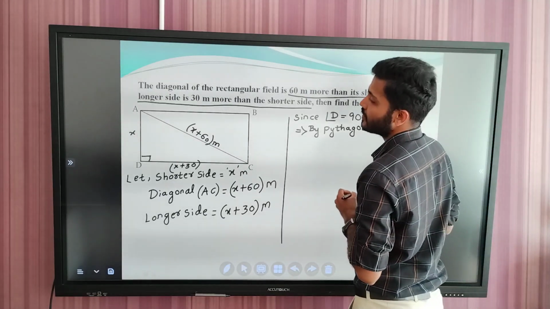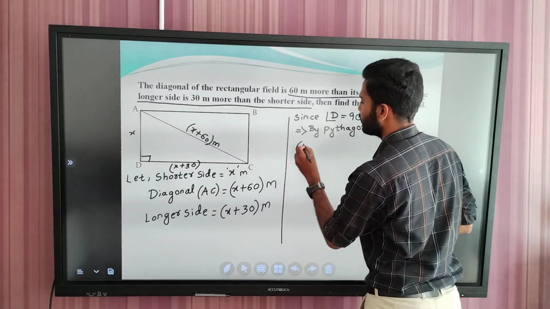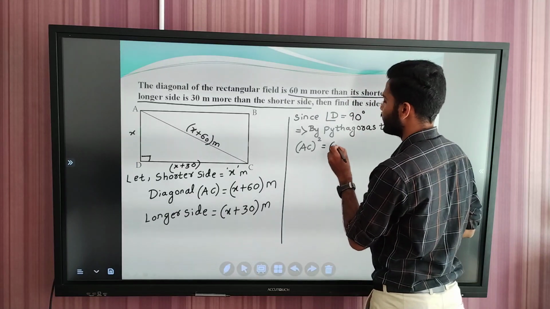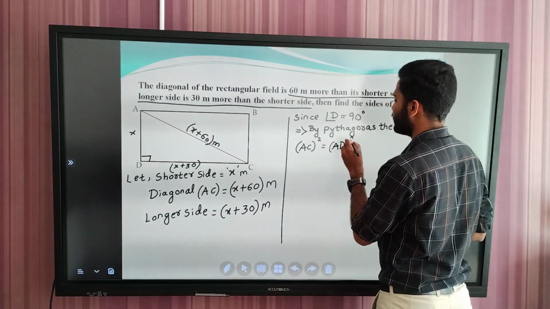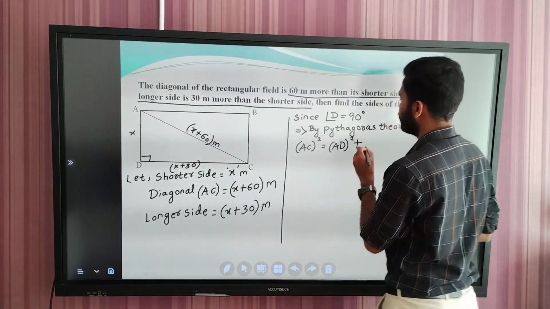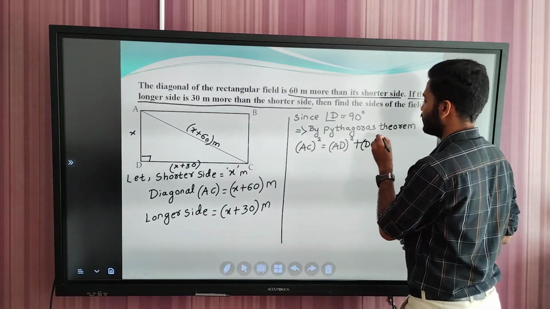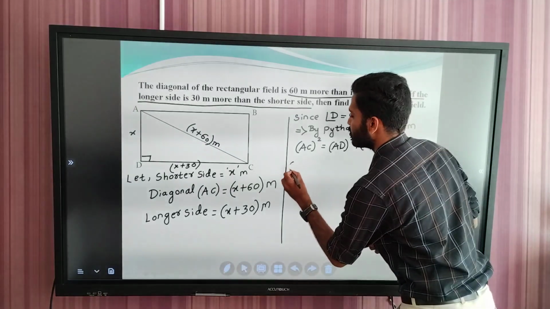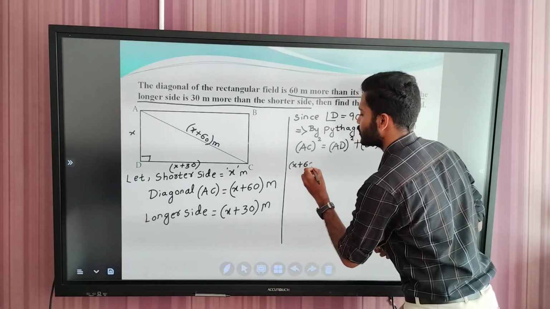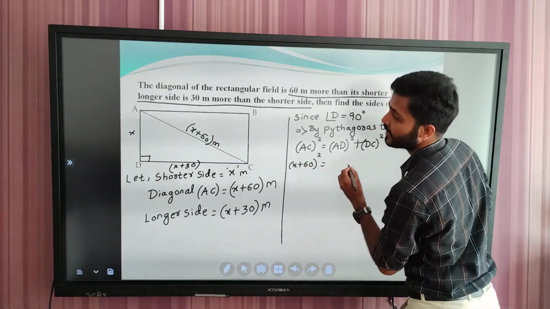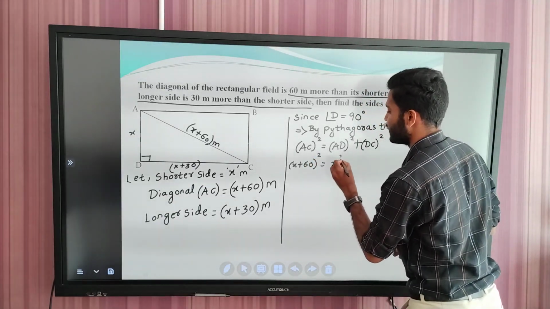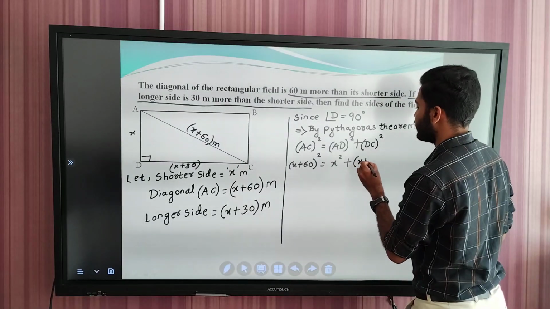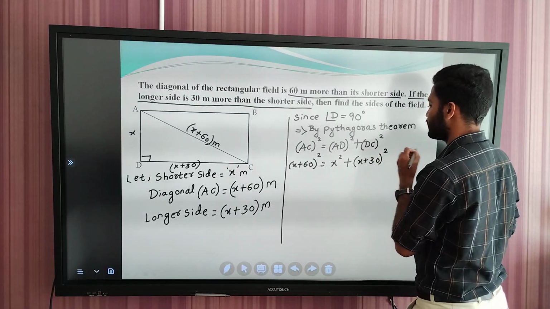I can say that AC the whole square is equal to AD the whole square plus DC the whole square. Correct? So that is what I have to simplify. So this is going to be x plus 60 the whole square is equal to AD is how much? It's x. So this is x square plus DC. DC is x plus 30. X plus 30 the whole square.